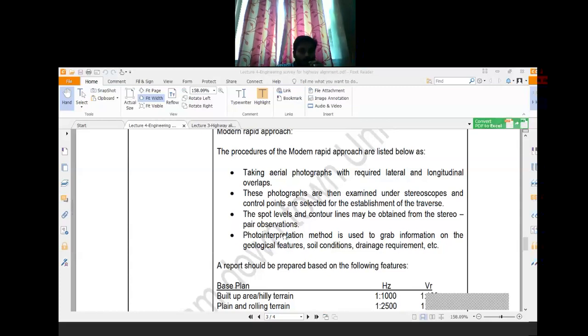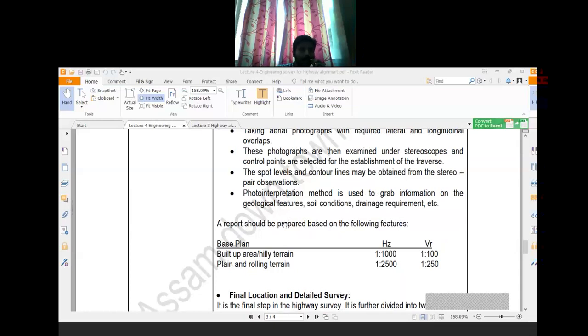So whatever photographs you have taken, you have to examine them and learn about the different features of the area. From that photograph, you need to decide your ultimate alignment of that area. After that decision making, you need to prepare another report. In that report, these are the scales which you need to maintain.